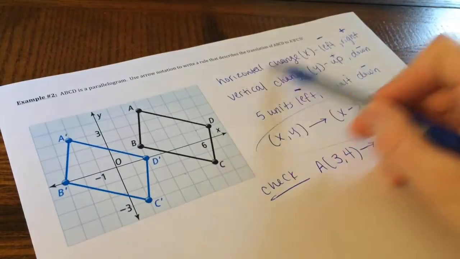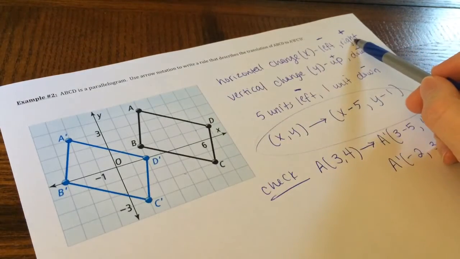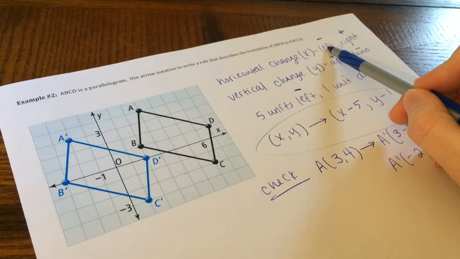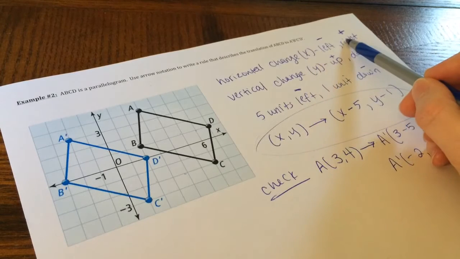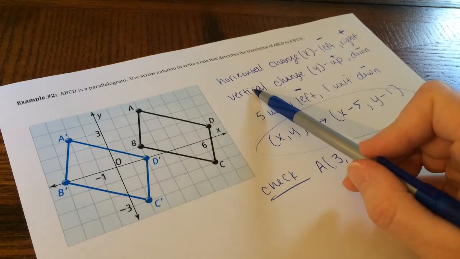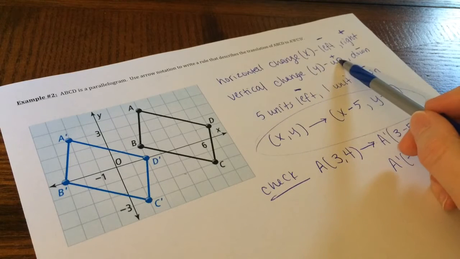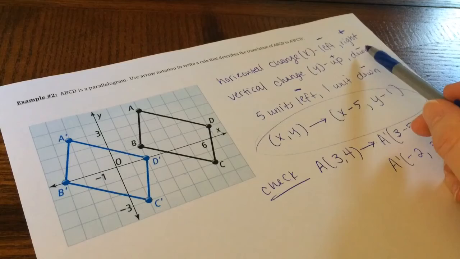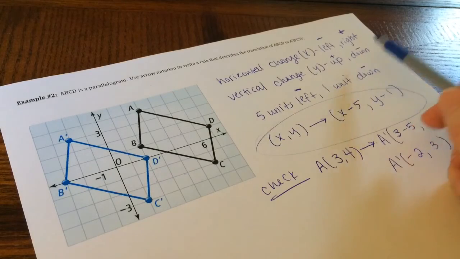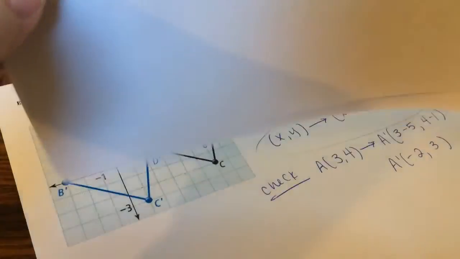shows you what is the horizontal change, how much is the figure moving left or right. If it moves left, you're subtracting. If it moves right, you're adding to the x coordinate. And then we can figure out what's the vertical change on the coordinate plane. Is it moving up, which means you would add to the y coordinate, or is it moving down, which means you would subtract from the y coordinate?